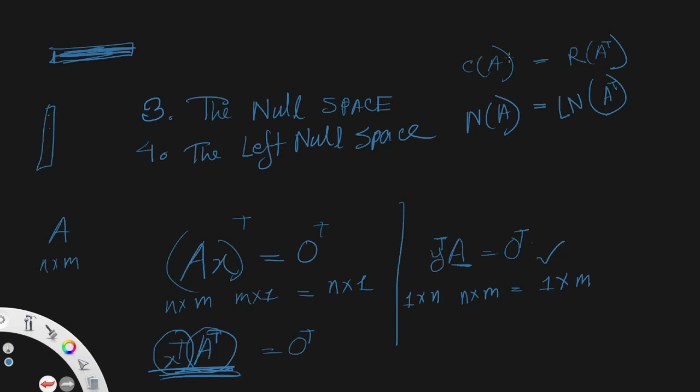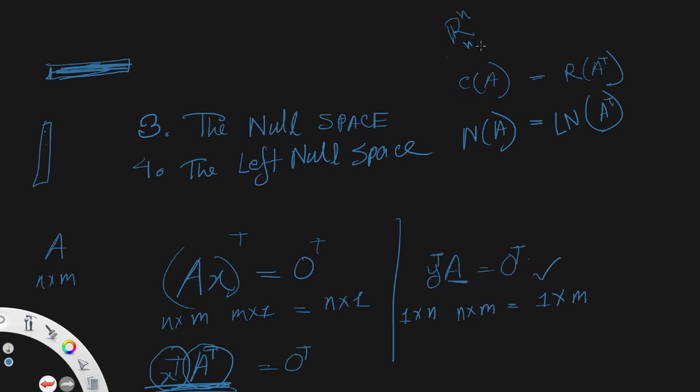All right, so let's talk about the dimensions here. The matrix is n into m, so the dimension of the column space was n, so this belongs to Rn, right? And the dimension of the row space was m, so this belongs to Rm. This belongs to Rn, this belongs to Rm.